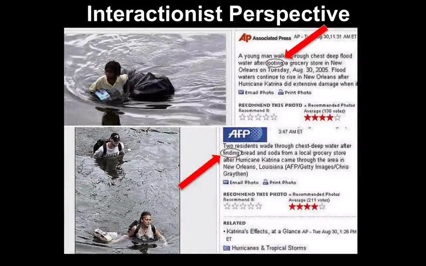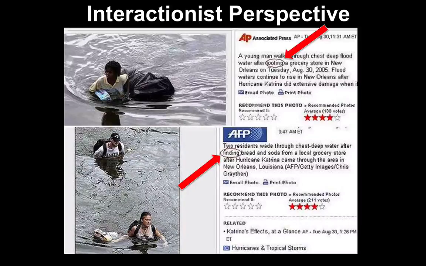So we can look at another example. This is the same sort of thing, social constructionism and labeling theory put together. These pictures were both taken after Katrina in 2005. And we see the young man above, they're doing the same thing, right? And yet the top one is labeled looting. The bottom is they're finding bread and soda. I don't know if you ever find things in a grocery store.